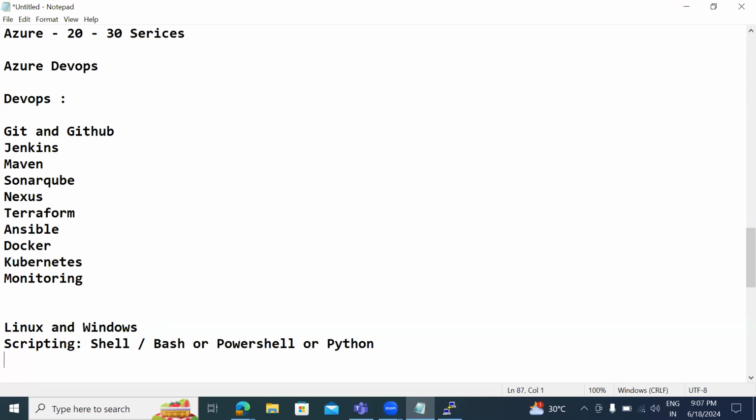If we have all these, then 100% we are going to get success. And Terraform is also very hot in the market now.